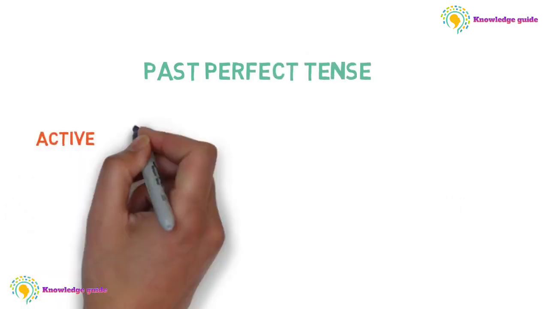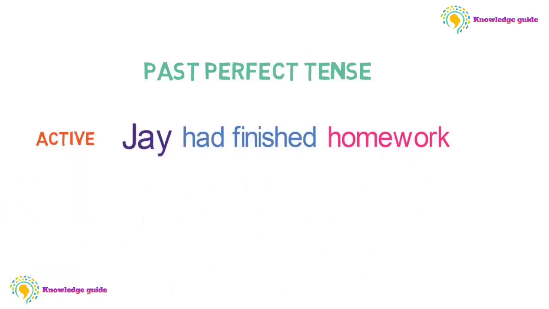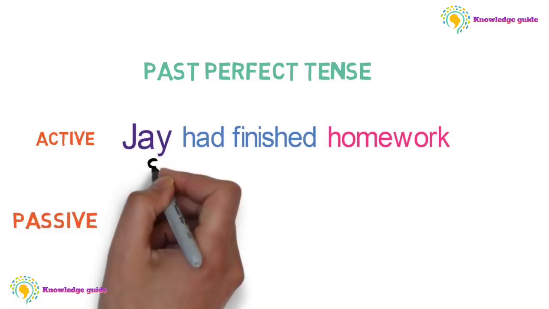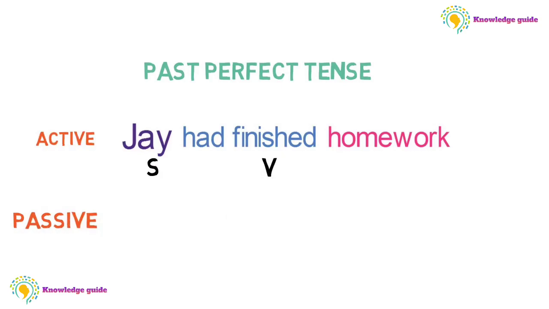Now let's see an example of past perfect tense. Active sentence: Jay had finished homework. In the passive sentence, firstly the subject is Jay, the verb is finished, and the object is homework. Now firstly, let's swap the subject and the object. So the subject Jay will be at the last and homework will be in the front.